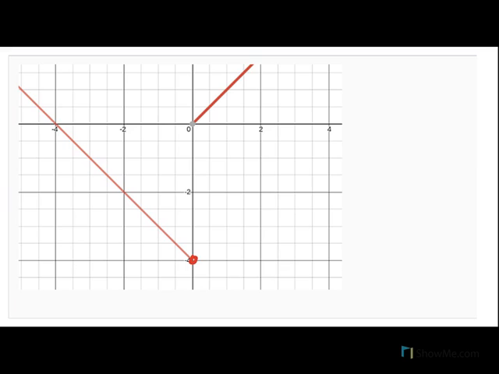All right, so let's look at another example here. I got an open circle here. I got a closed circle here. Why don't you pause your video and see if you can come up with this one on your own.